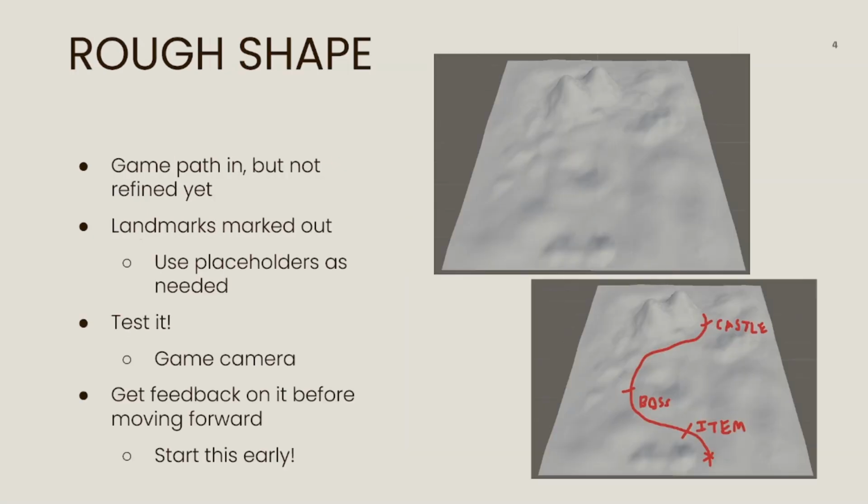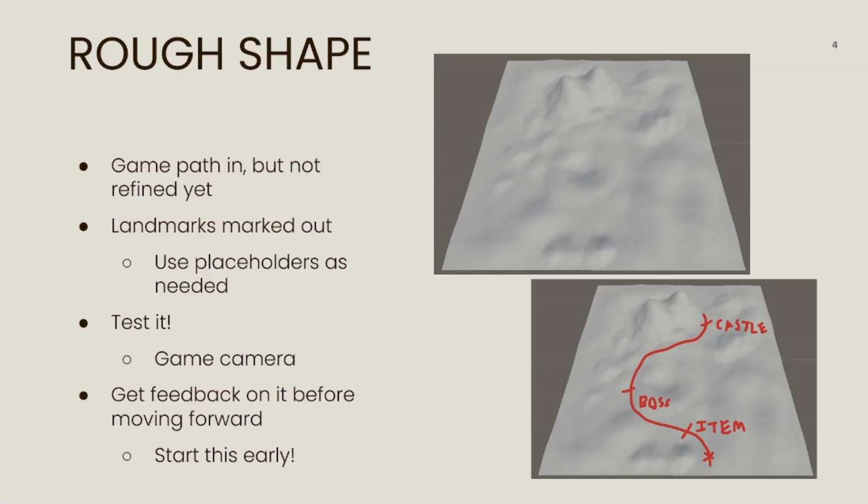Okay, so here we're going to do implementing the rough shape. Starting really from your sketch, you just get the game path in, but really, really unrefined, very basic stuff, not a lot of details. You want to have your landmarks marked out, but not very detailed at all. And using placeholders as needed.